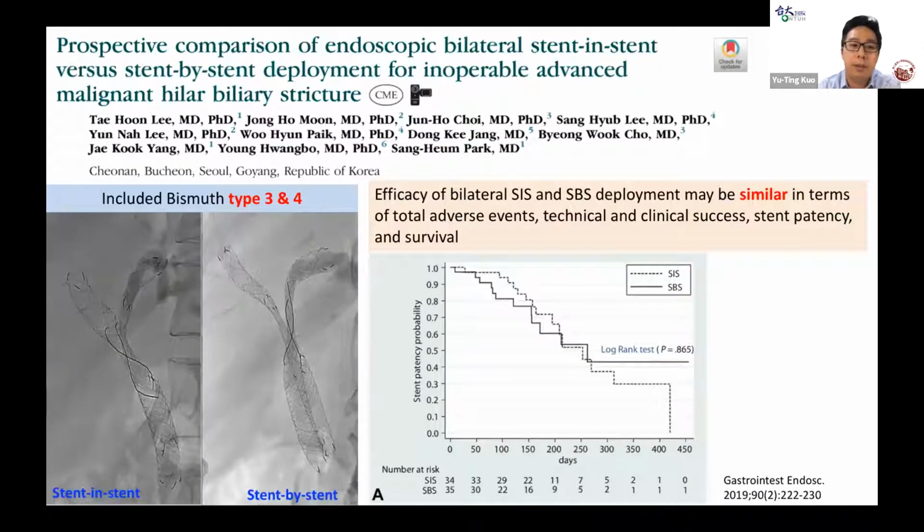So do these two methods have different outcomes? This is also a Korean group. They compared stent-in-stent and stent-by-stent, using the same stent in high-grade malignant hilar obstruction. They found very similar results no matter the technique, in clinical success and long-term outcome, including adverse events and survival. They didn't find any difference between the two groups.